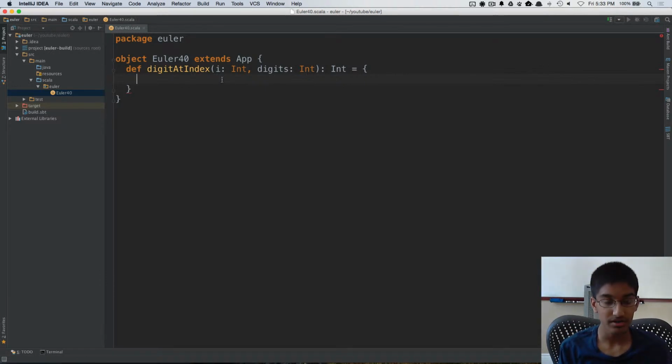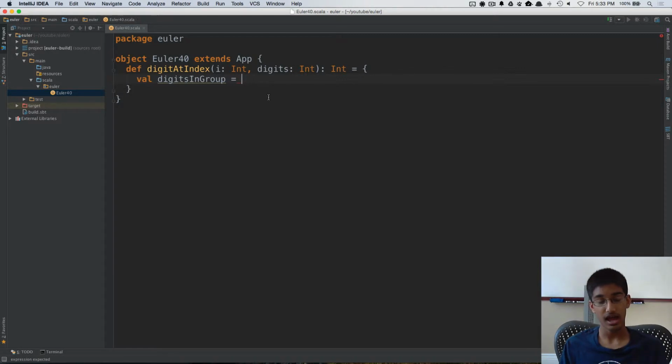So what I'm going to do is create a val, and this is going to be digits in group. And what we're going to do is first we need to figure out how far this range is going to span. And so we're first going to calculate the total number of numbers in this range and then just multiply by the number of digits to find the total number of digits in the group.